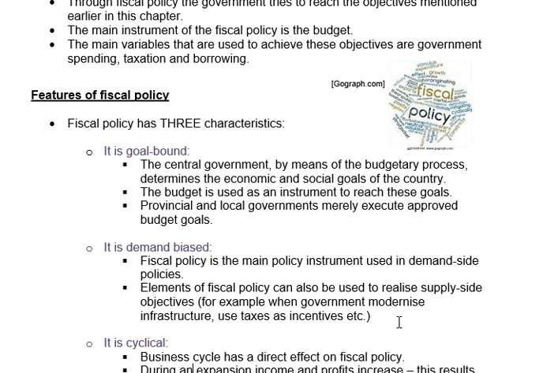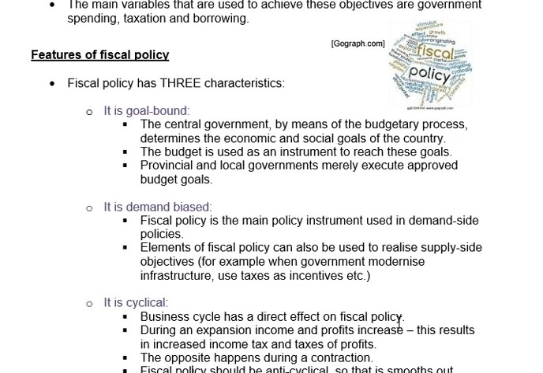Certain of their requests would have been approved, certain requests would not have been approved because it didn't fit in with the priorities of the government for that year. All right, but basically when they make changes to the budget, they use this budget in order to reach their goals, to help them to reach their goals.